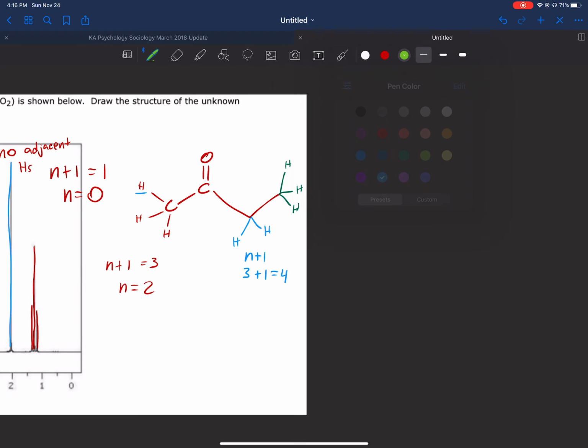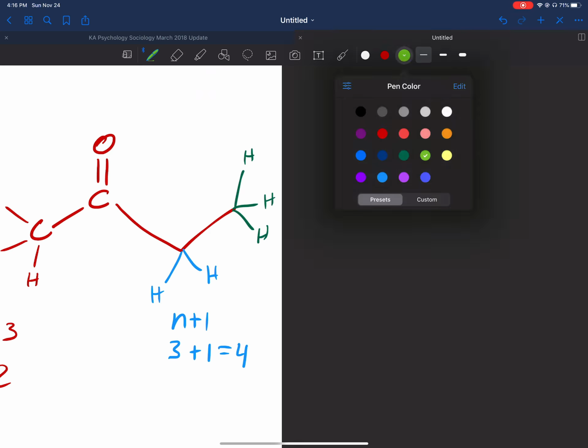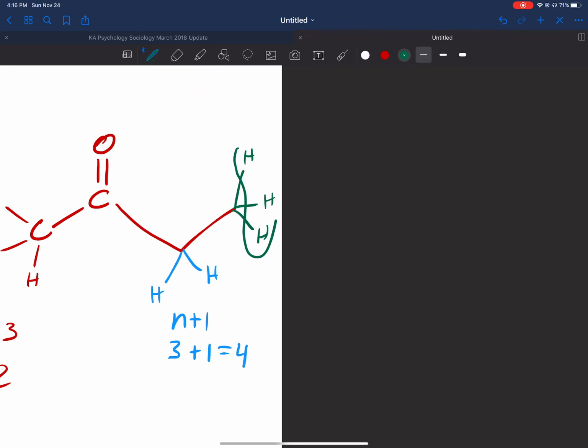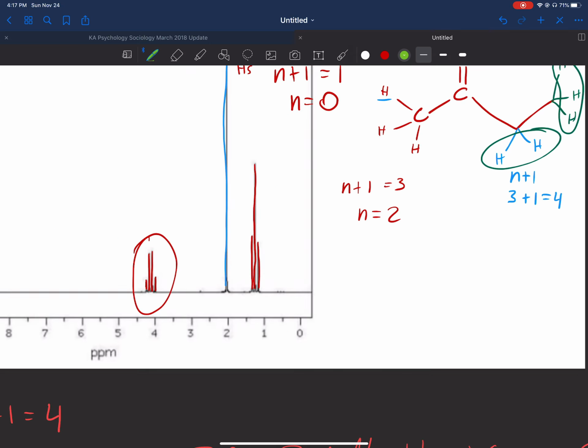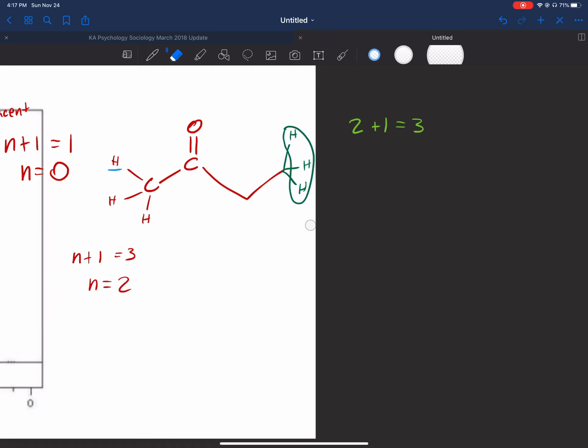What about the green? If you look at the green, remember we treat them all as 1. They're identical. The amount of adjacent hydrogens it has are these 2, right? So that's going to be n plus 1. So 2 for n plus the 1 is 3. That's the triplet. That makes sense. So that splitting pattern works. So let me just clear this stuff up. So the ethyl is what we're looking at.